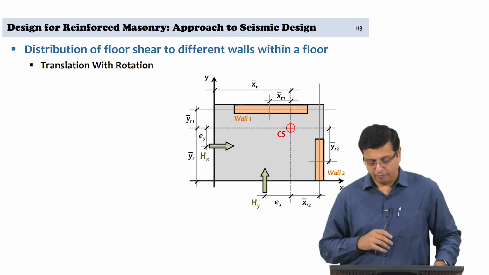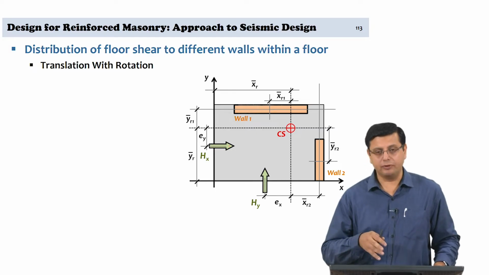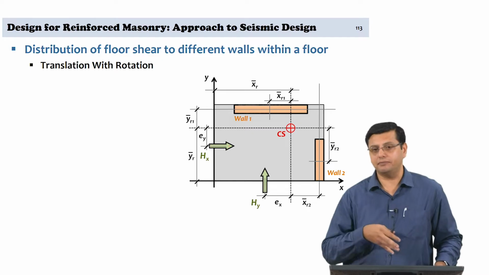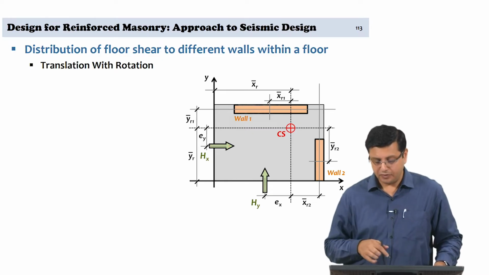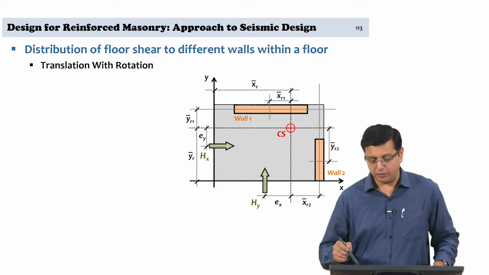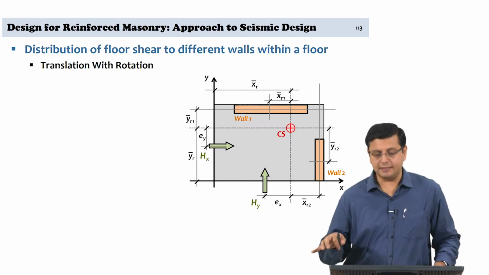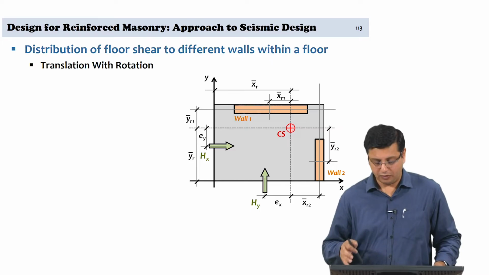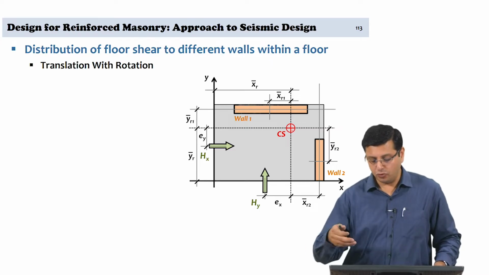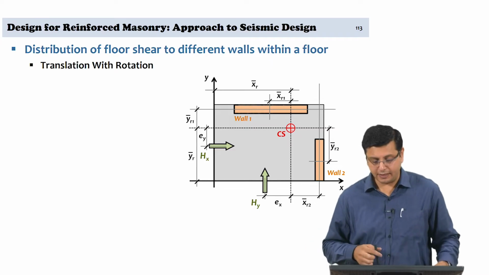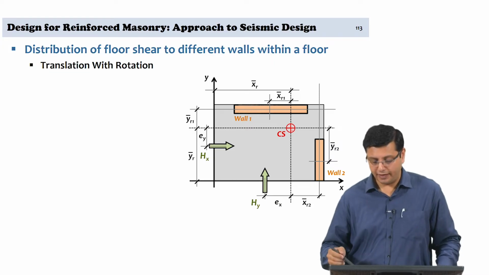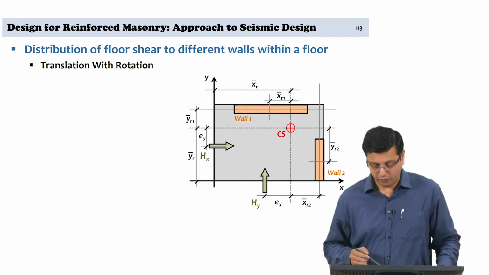So, given a plan configuration, you will be able to estimate the center of gravity based on the masses, but then you should be able to estimate what the center of stiffness is. The red mark that you see there is the center of stiffness of the configuration here. We have two walls which are representing the lateral resisting, vertical load carrying elements, wall 1 and wall 2.